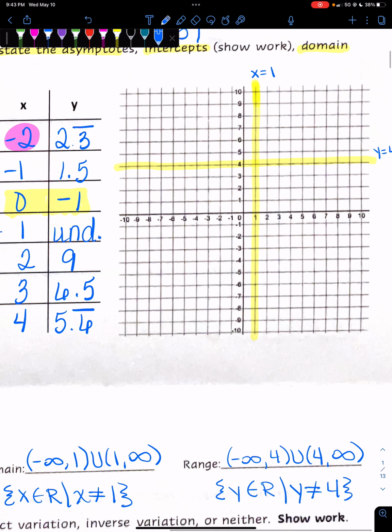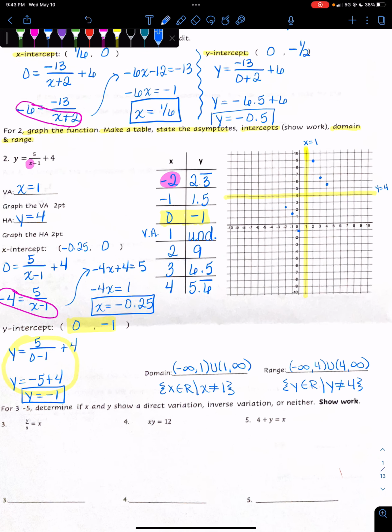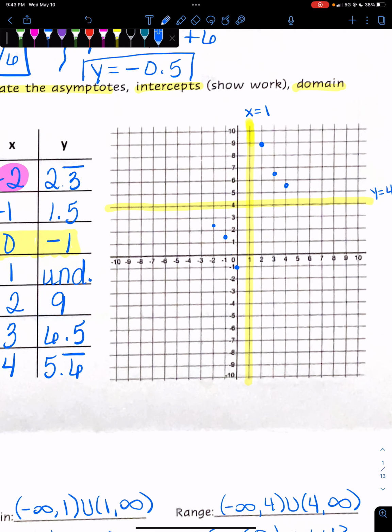Our points: (-2, 2.3), (-1, 1.5), (0, -1). 1 is undefined. (2, 9), (3, 6.5), and (4, 5.6 repeating). Okay. Now I can also graph the x-intercept at (-0.25, 0). Okay. All right, so when we draw these, remember they can approach the asymptote, but we'll never touch or cross that. Make sure that you put arrows on both ends. Okay.